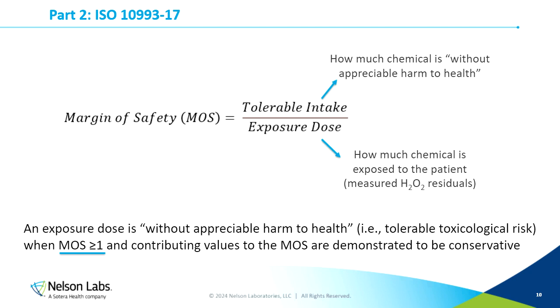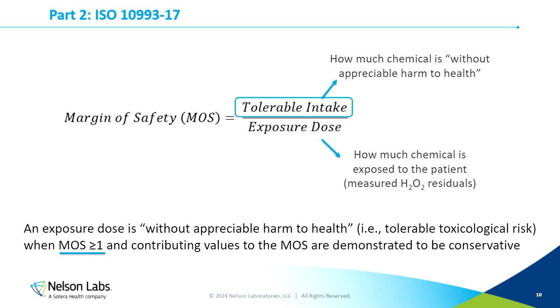The tolerable intake on the top of this fraction is an amount that's calculated by a toxicologist to be without appreciable harm to health. The exposure dose in this case would be how much hydrogen peroxide residue was measured from your device. If the numerator is larger than the denominator, as in you're allowed to have more than you're exposed to, that number is going to be greater than 1. So essentially, if the margin of safety is 1 or greater, then we would consider that the device has tolerable toxicological risk. And that's the outcome of the risk assessment.